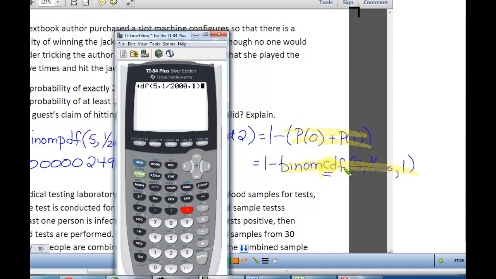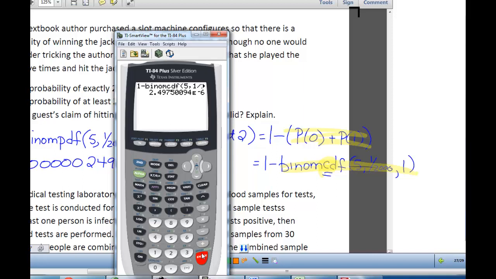If the problem had said, what's the probability of getting no more than 1 jackpot? then I would have just used binomial CDF, okay, with the 1. If it had said no more than 2, then I would have put a 2 there because it would add up 0, 1, and 2. Okay? We're going to talk about it even some more. Okay? And so anyway, we hit enter, and it looks like not a lot different.